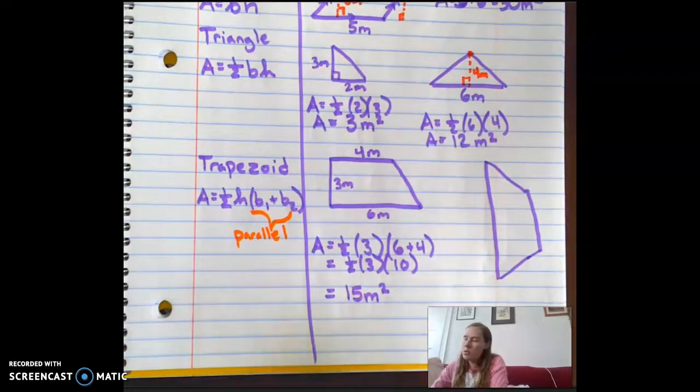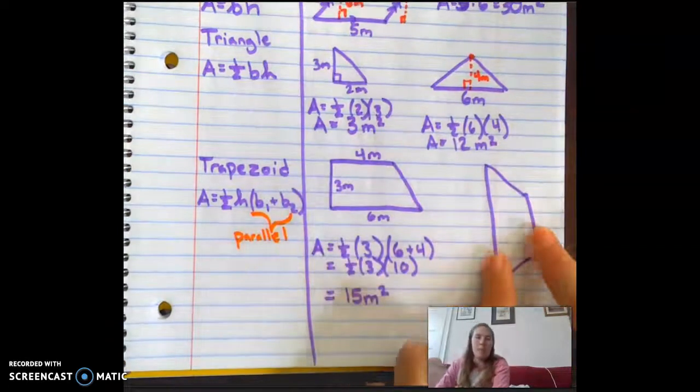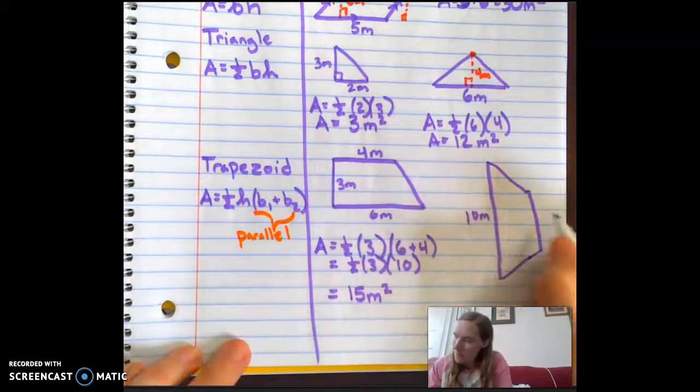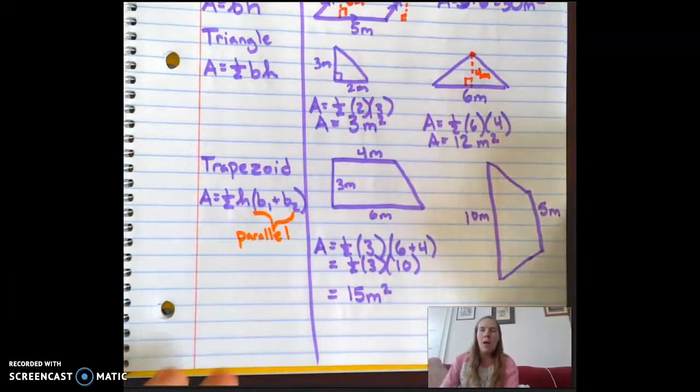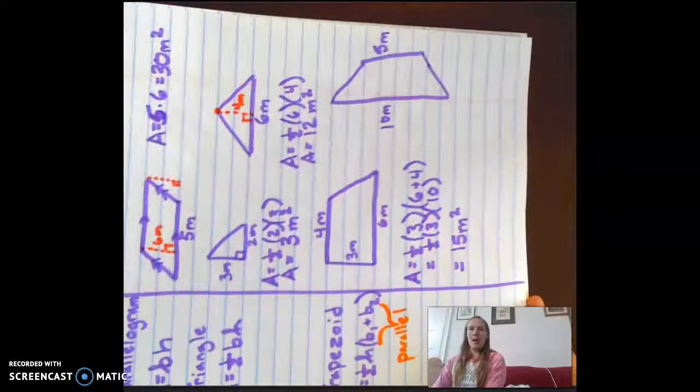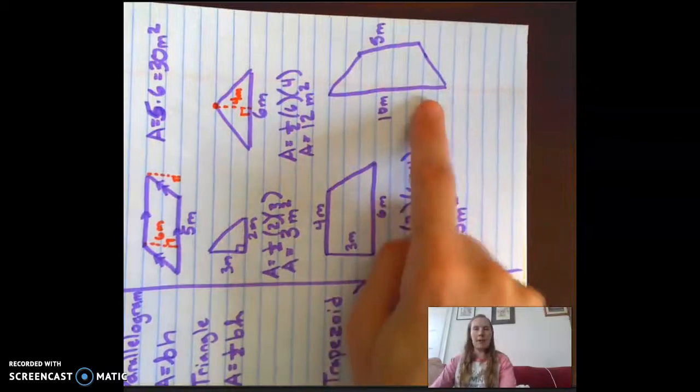Note how these two lines would be my parallel lines. So say this is 10 meters here. This is 5 meters here. But wait, what the heck is the height? So this trapezoid looks weird. So I'm going to flip it. Oh, this looks a little similar.